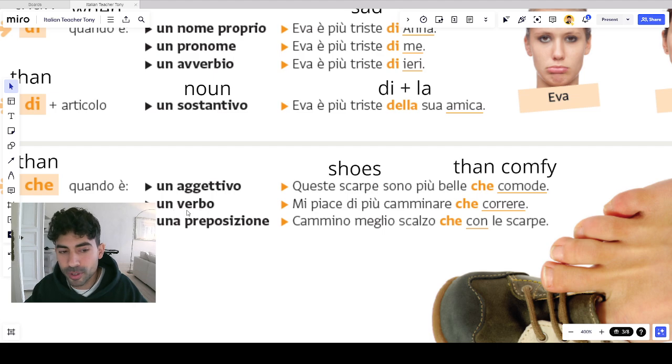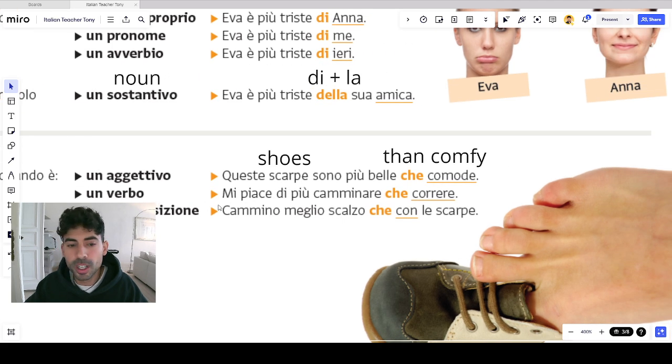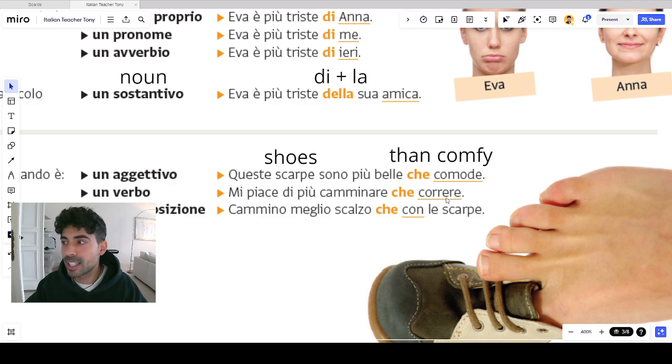The same case would be for the next, verbo. For example, Mi piace di più camminare che correre. I like more walking than running. So we are comparing the action of walking with the action of running, which is a verb.